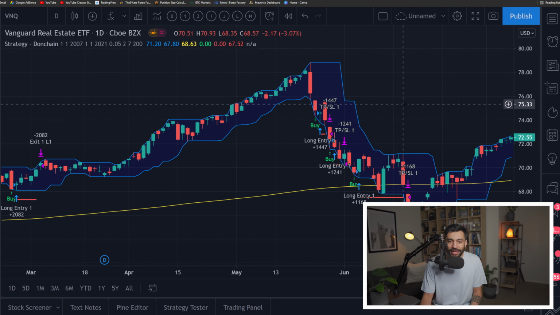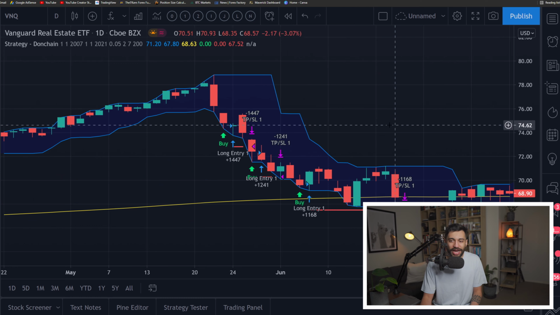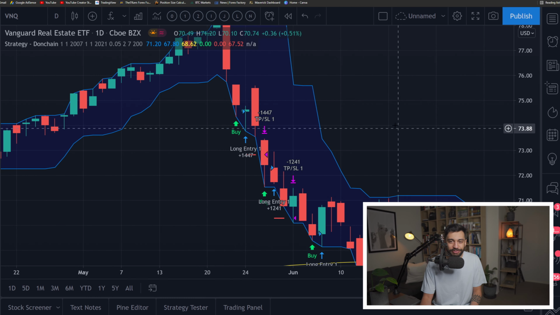And we can see here that our actual trading strategy is executing quite well. We're still in an uptrend. We're still taking long positions in an uptrend. However, we are hitting our stop loss very, very quickly.